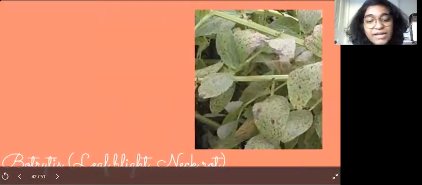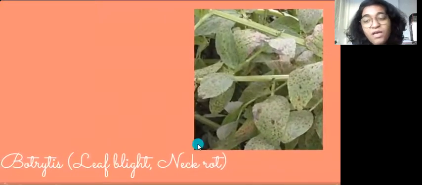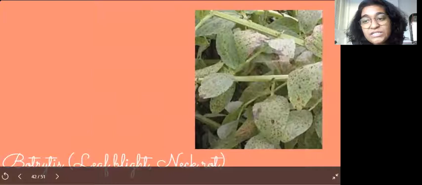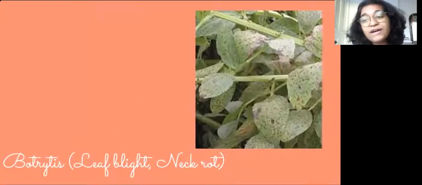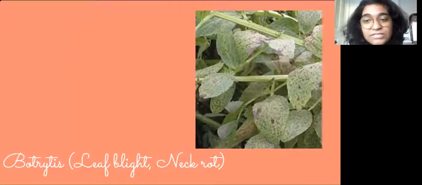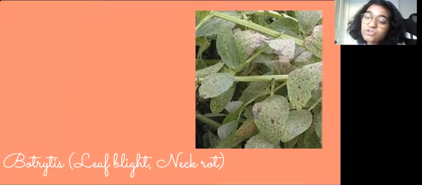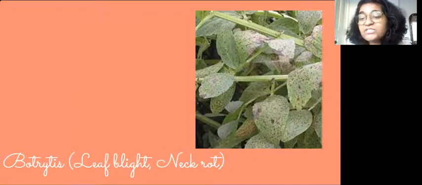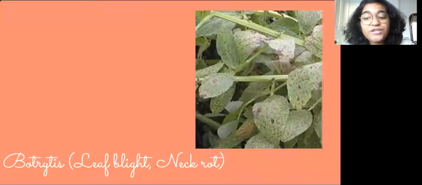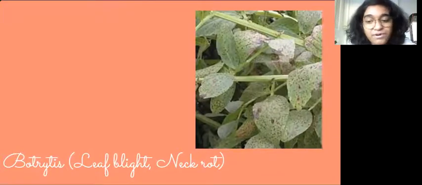Botrytis, the leaf blight or the neck rot. Botrytis is a genus of Ascomycota fungi causing several plant diseases. The asexual reproduction stage of Botrytis is included in the imperfect fungi, the genus Botrytis. This genus contains 22 species and 1 hybrid.